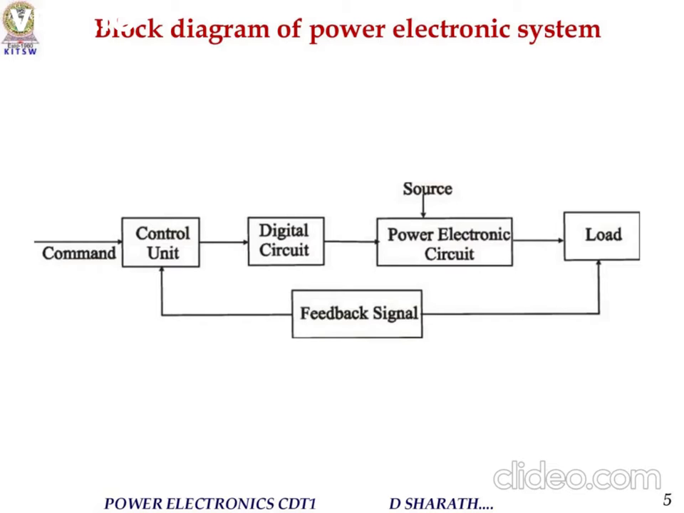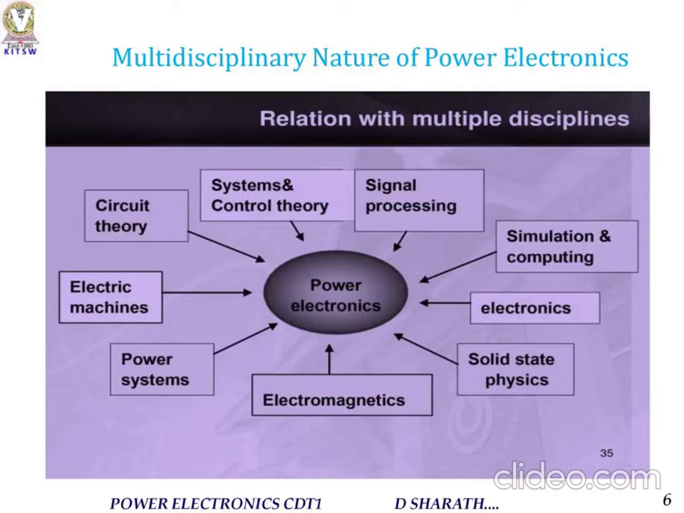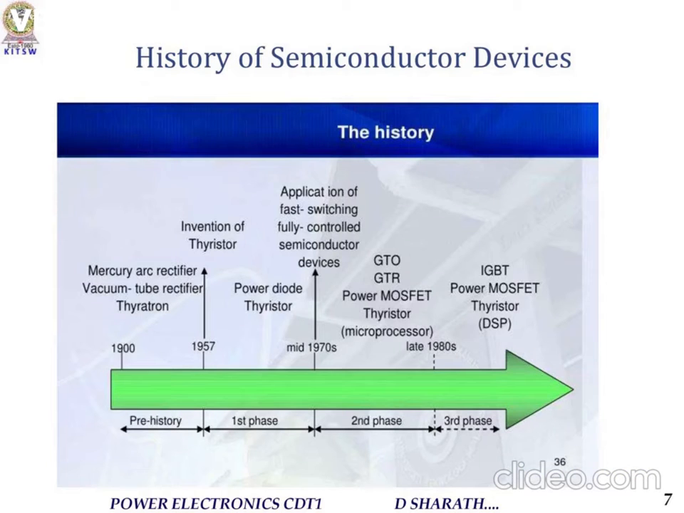This is a block diagram of our electronic system. In this, we give the command as input, and there is a control unit which controls the input according to the required output. There is a digital circuit which is used for the conversion and drives the power electronic circuit. It will provide efficient conversion. And power electronics has a multidisciplinary nature. It is related with circuit theory, electric machines, power systems, electronics, simulation and computing, and signal processing. These are related with power electronics.